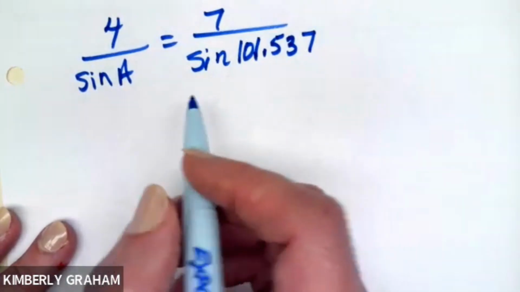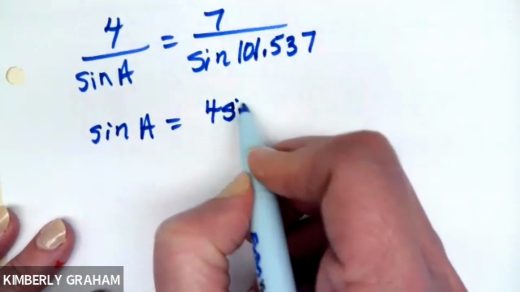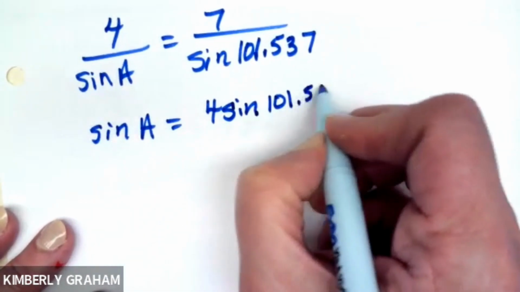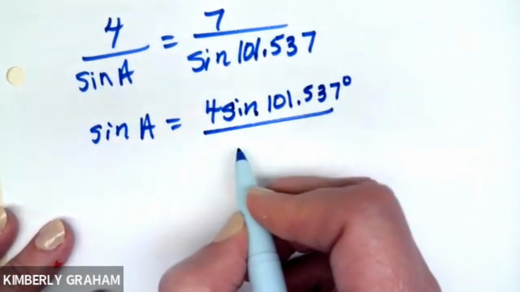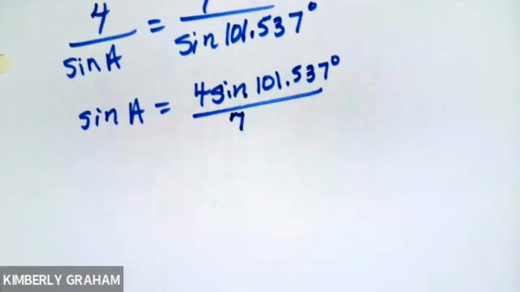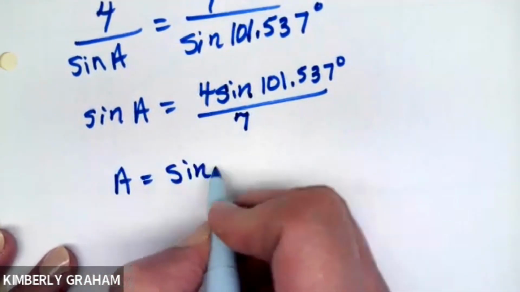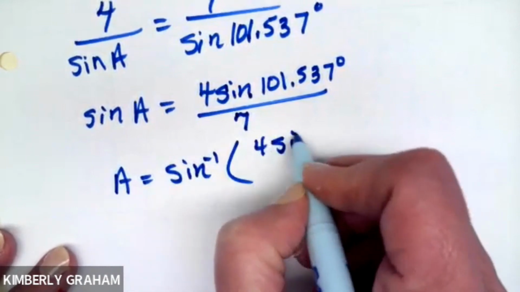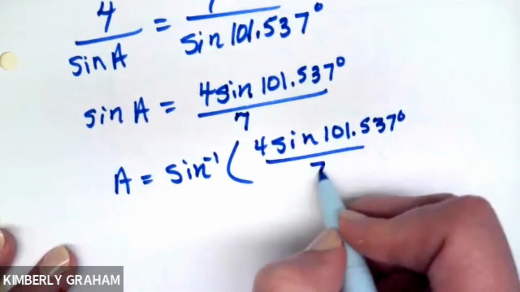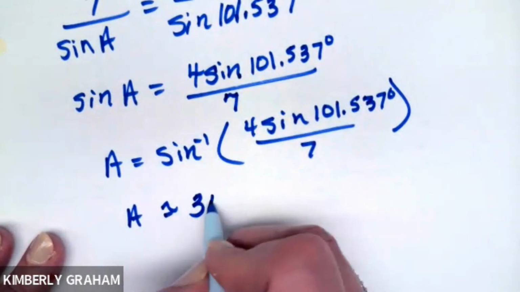So I cross multiply and divide. So sine A is 4 times the sine of 101.537 degrees divided by 7. So you're going to use inverse sine. You're going to put this into your calculator, and you're going to get A to be approximately 34 degrees.